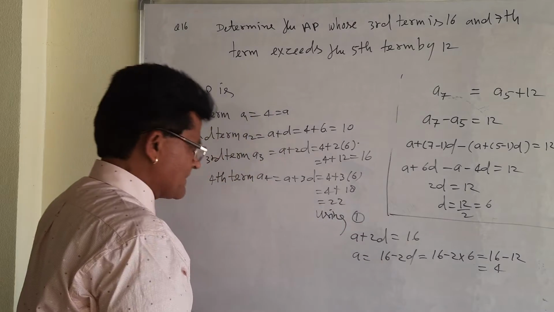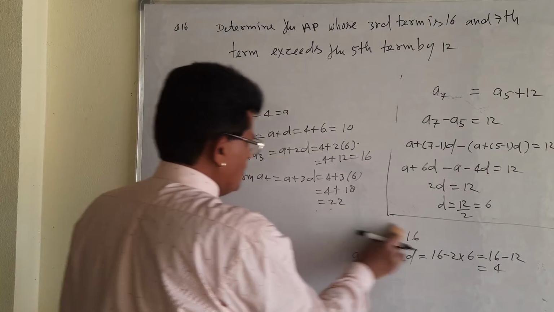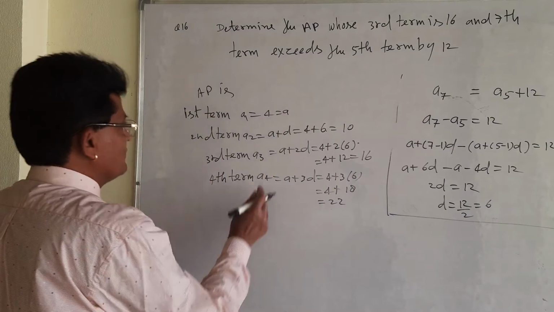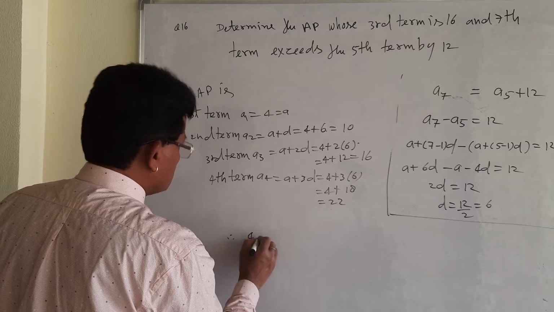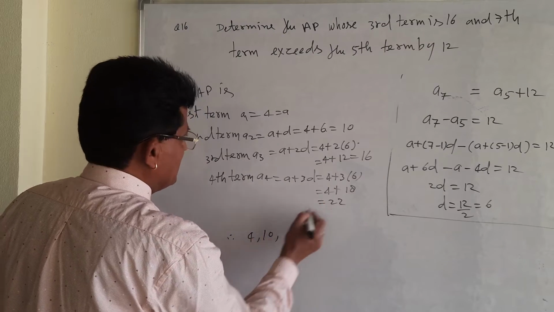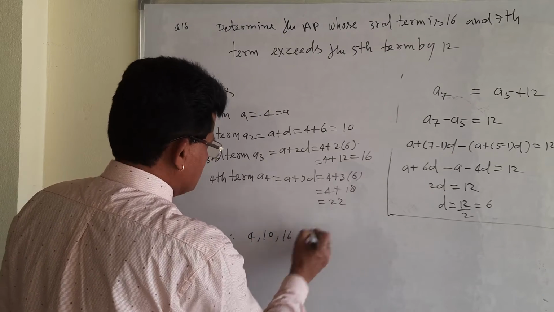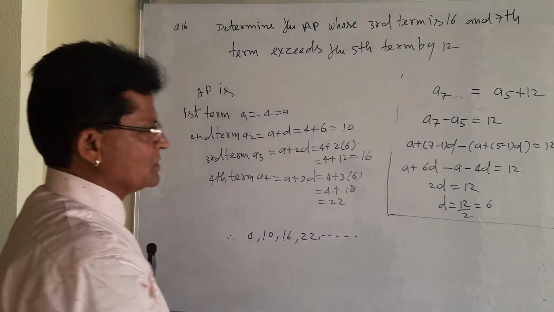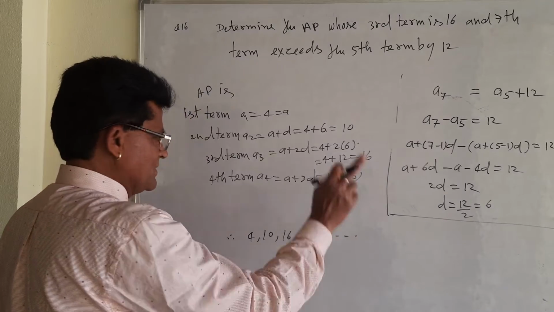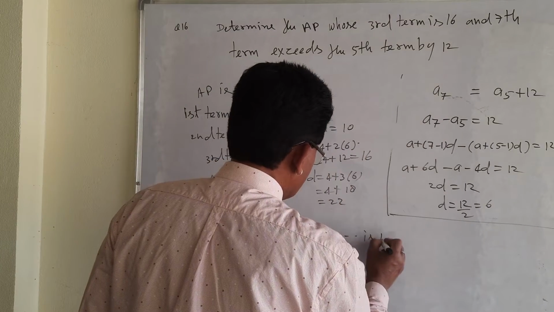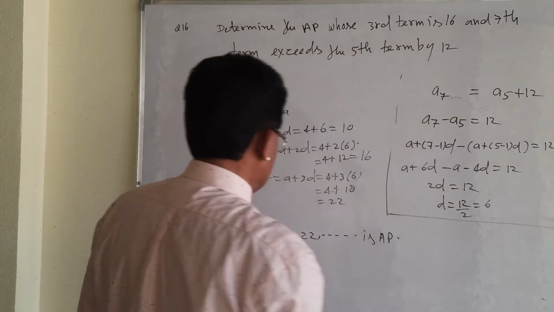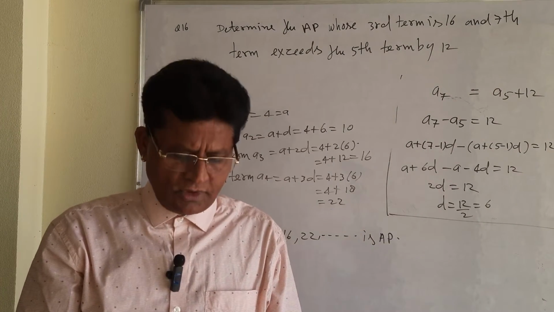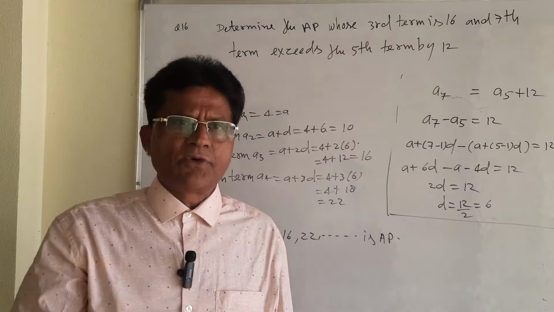Like that, if you want to find out some more terms, you can find out. Otherwise, what is the AP? 4, next is 10, next is 16, next is 22, and so on. Because D is 6, you see the difference is 6, it is an AP. We got the AP very simply. If you know the value of A and D, you can find out the AP.